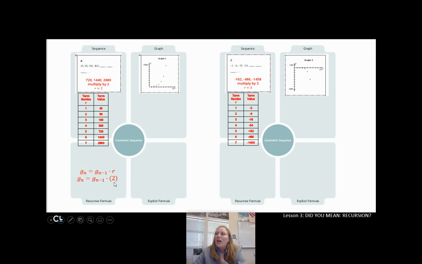For my explicit formula, I have G sub n equals G sub 1 times R to the n minus 1. I already know that R is 2. And if I look at my sequence, I can see that the first term is 45. So I put that in there for G sub 1. So you're going to keep doing this for all of the rest of your geometric sequences. Go ahead and hit pause to work your way through them, and then hit play when you're ready to check your work.